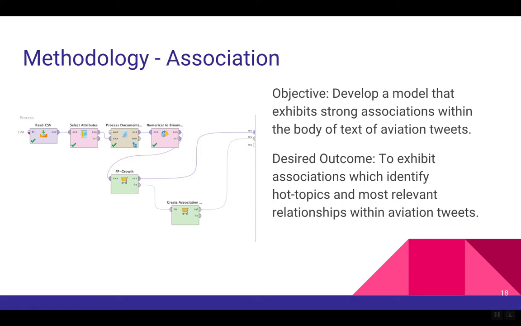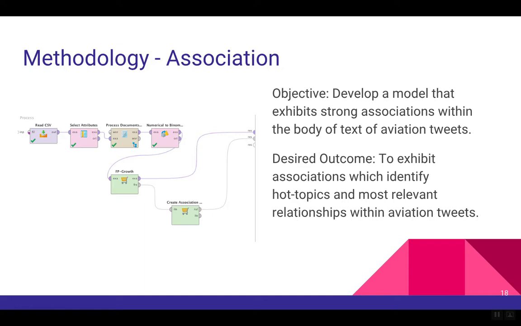We also applied an association analysis with the objective of developing a model that exhibits strong associations within the body of text for the tweets. In comparing 2015 to 2018 data, we wanted to construct a model that produced results showing strong associations, identifying hot topics and the most relevant text relationships. Diving deeper, we wanted to analyze if there were any significant differences or similarities between the two data sets. Association analysis was applied to both data sets.